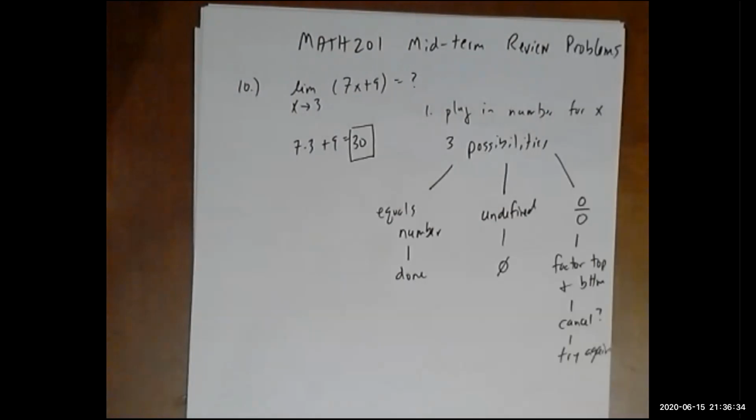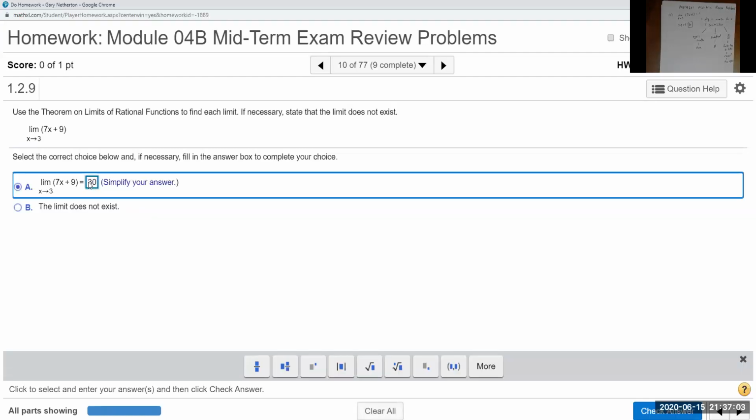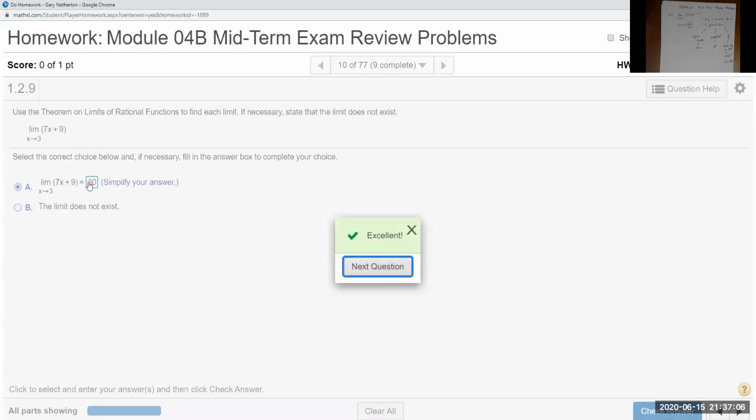So let's go back now. This first problem I did here, and I'm saying it equals 30. So let's go ahead and see if I'm correct. So I'm trying to find, here it is. So I said, I believe this answer is 30. I check my answer, lo and behold, it is. Let's see the next one.